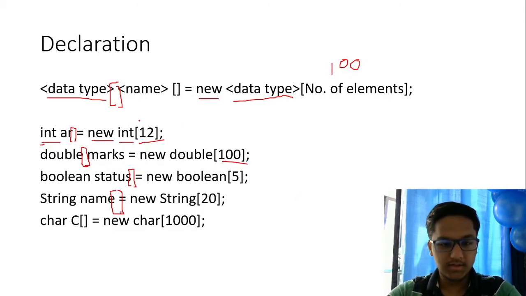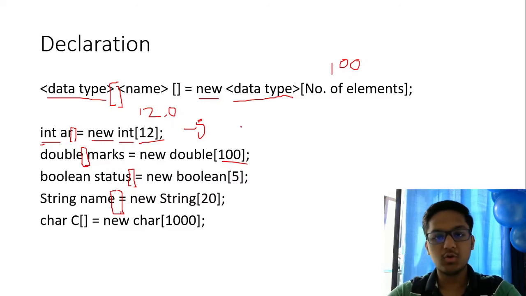Now, what number should this be? What if we write this 12 as 12.0, or something like -5? The number of elements should always be a positive integer value greater than 0. It should be 1 or greater than 1. If you want only one element, it's 1. It can't be less than 1, it can't be a decimal number or anything. It should be a positive integer value greater than 0, and shouldn't be 0. That's basically how you declare an array.